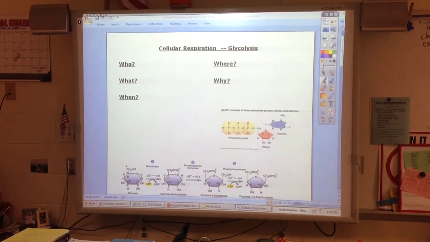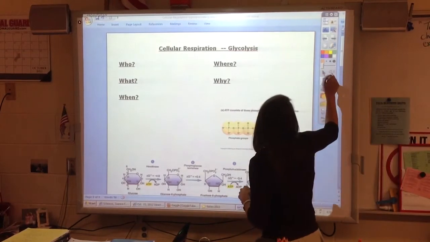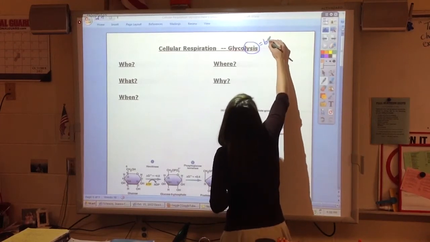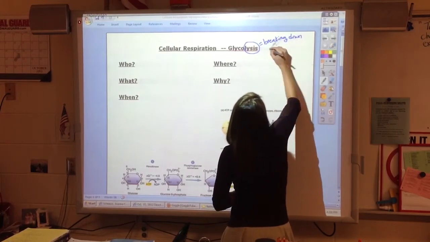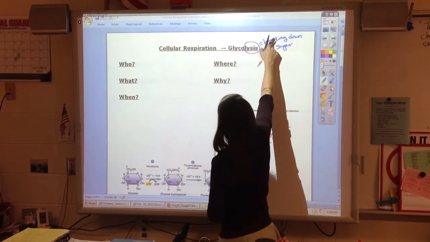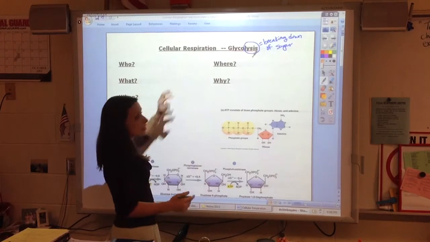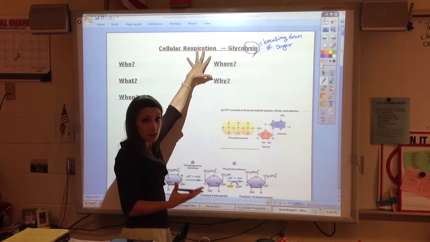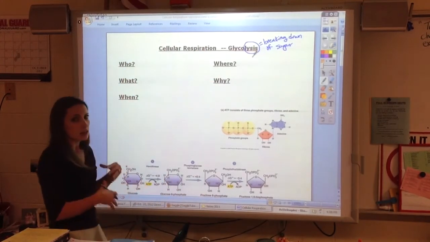Cellular respiration begins with glycolysis. So when we look at this word, glycolysis literally means the breaking down of sugar. Lysis is breaking down, glyco is sugar. We know that cellular respiration is the idea of breaking down sugar to get energy the cell can use. So we want to figure out what exactly and who.